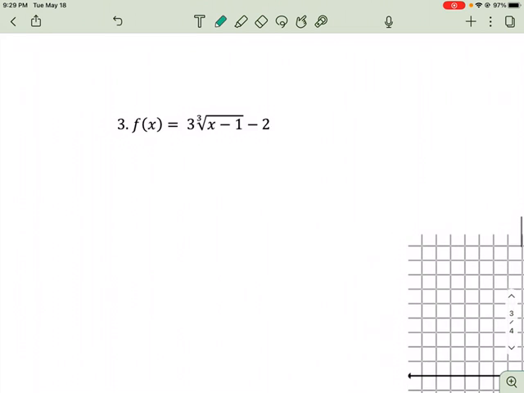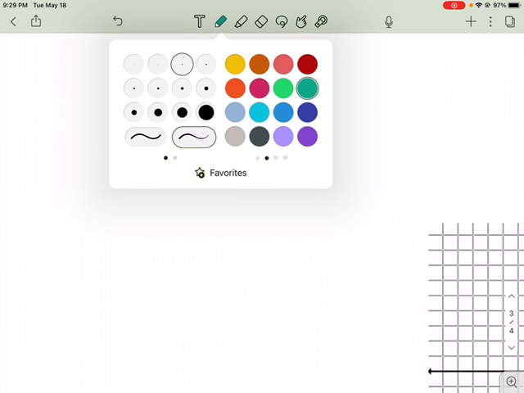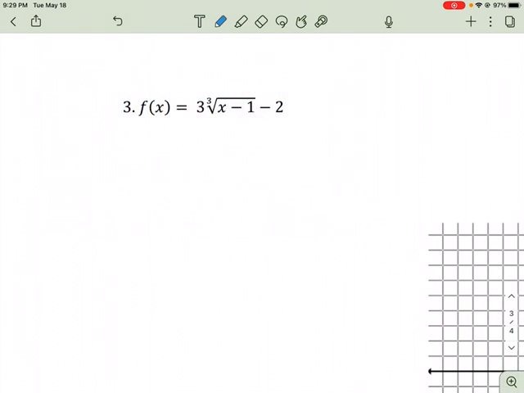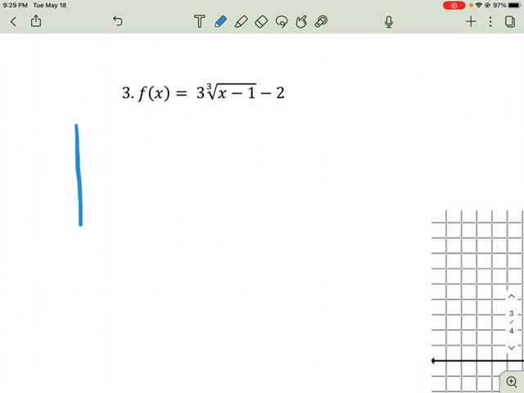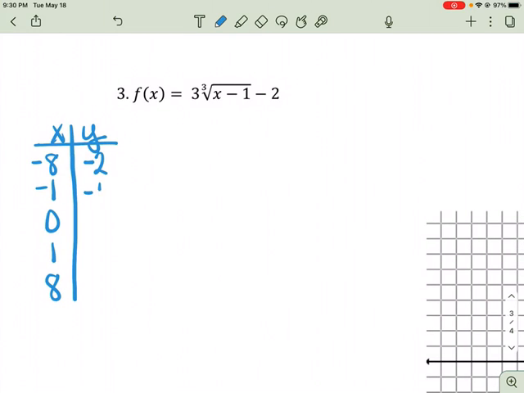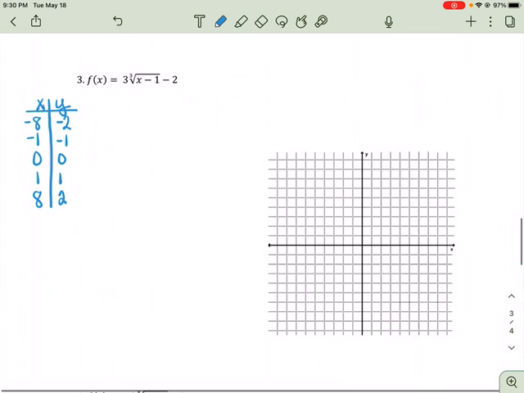All right, so let's try the cube root. We'll do that in the blue. Okay, so I'm going to make my chart. So -8, -1, 0, 1, and 8. So -2, -1, 0, 1, and 2. Okay, so that's the original.